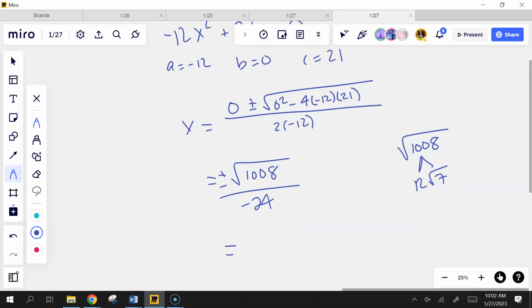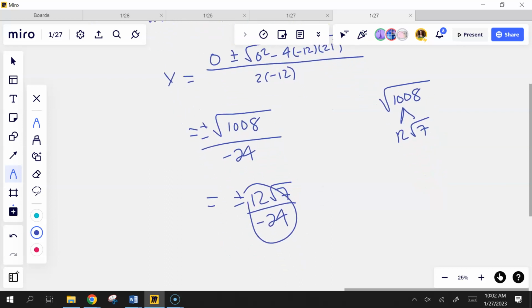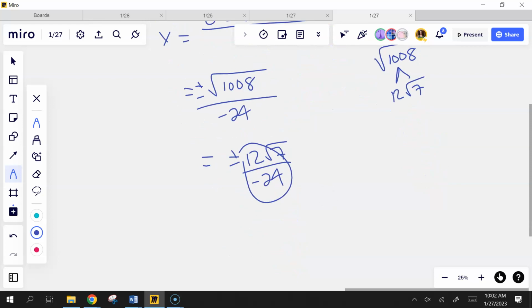All right, so I end up with plus or minus 12 root 7 over negative 24. These two can be divided, yes. And what does it leave me with? You can't do anything else there. Anything else?